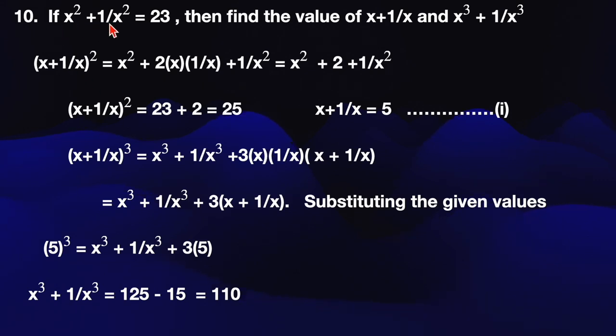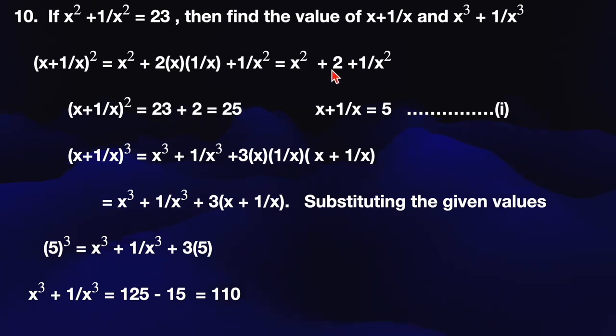10. If x square plus 1 upon x square is equal to 23, find the value of x plus 1 upon x and x cube plus 1 upon x cube. Okay, they were asking us to find x plus 1 upon x. So what is the formula for this? A plus b the whole square is a square plus 2ab plus b square. That formula I have put here. Solve it, this x and x will cancel. So you get like this.